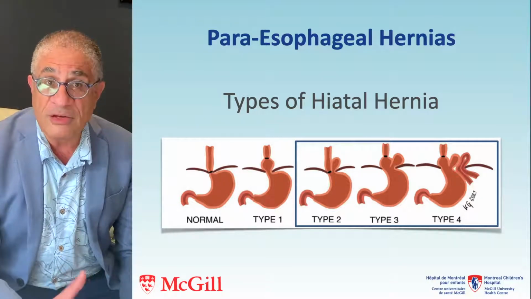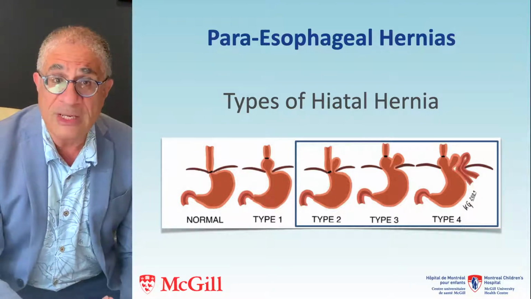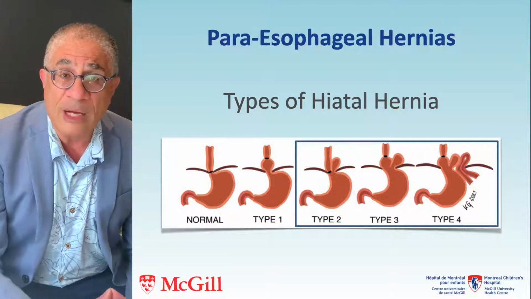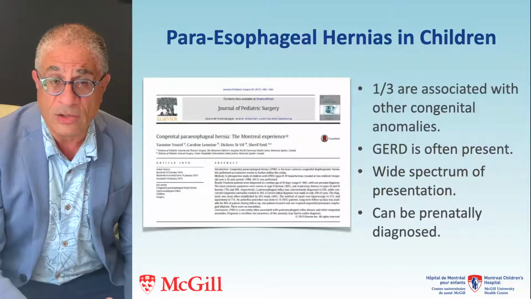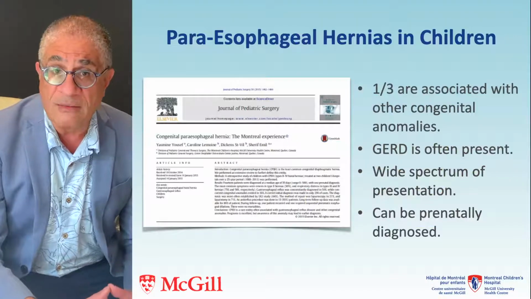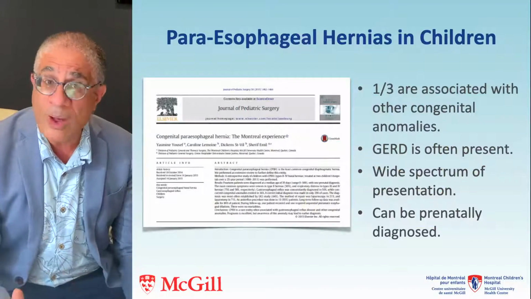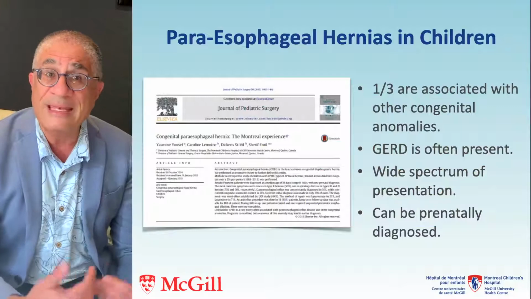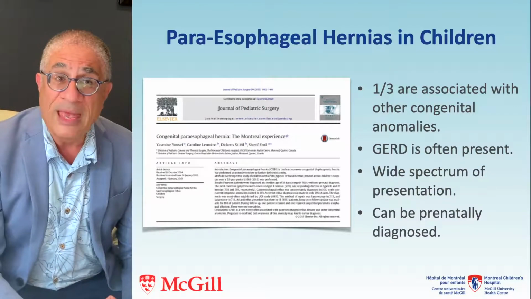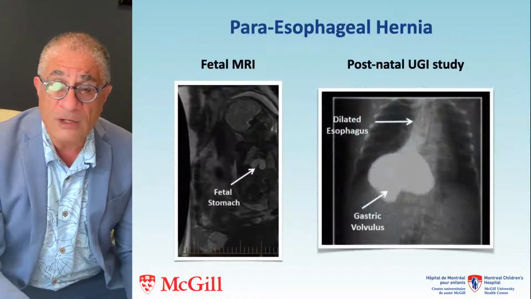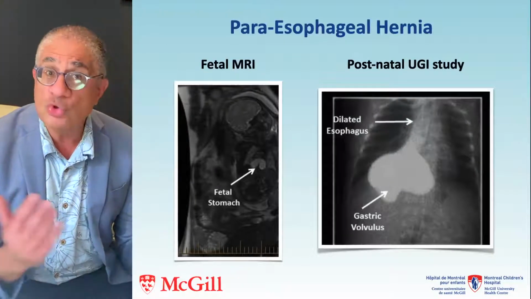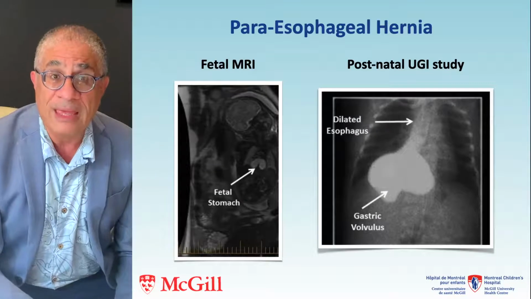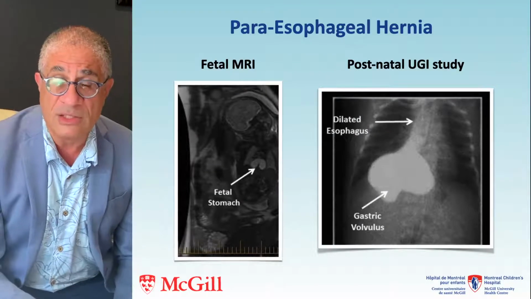We put together a series from Montreal of these rare hernias a few years ago, and we found out that there's about a 1/3 association with other congenital anomalies. Reflux is present in about 50%, but there is a wide spectrum of presentation, and they can even be diagnosed in the fetus. And this image shows you a fetal MRI and a postnatal upper GI that can be almost superimposed, depicting a para-esophageal hernia containing the stomach.